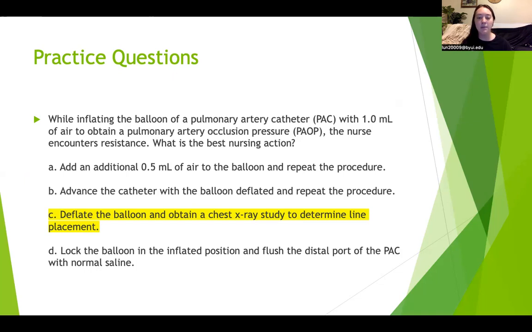Advance the catheter with the balloon deflated and repeat the procedure. No, we don't want to advance. And then D, lock the balloon in inflated position and flush the distal port with normal saline. No, we just want to pull it out.